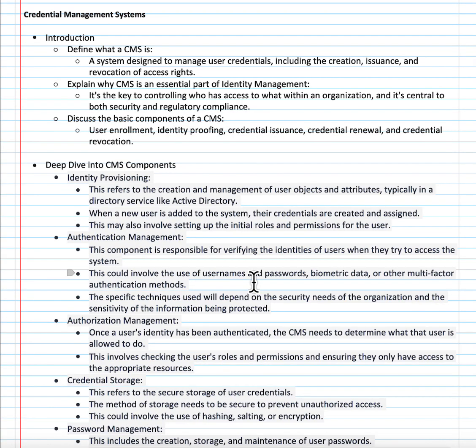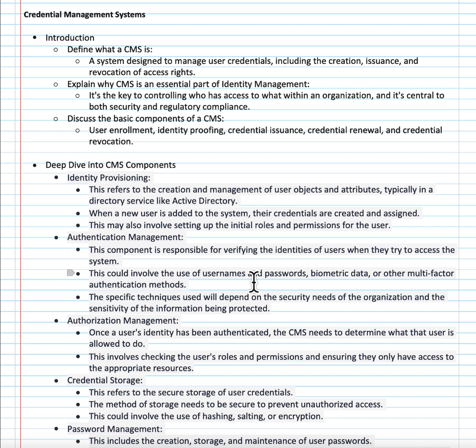Okay, so the credential management system. What is a CMS? This is a system designed to manage user credentials, including creation, issuance, and revocation of access rights. It can be a very important factor within your environment, and you need to consider using a CMS. From a security standpoint, it's holding the credentials, but it also can be a requirement based on the regulatory aspects you may have within your company. They may be required to have a CMS to store the credentials of your identity and access management environment. So keep that in mind.